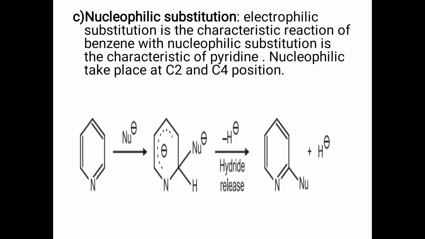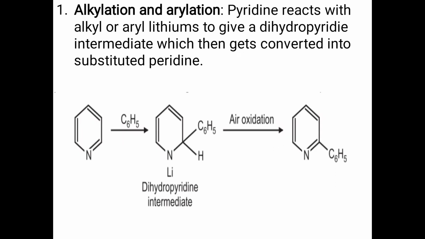Electrophilic substitution is a characteristic reaction of benzene, while nucleophilic substitution is characteristic of pyridine. Nucleophilic substitution takes place at the C2 and C4 positions, as you can see in the reaction. Then there is alkylation and arylation under nucleophilic substitution. Pyridine reacts with alkyl or aryl lithiums to give a dihydropyridine intermediate, which then gets converted into substituted pyridine. This is the reaction where you can see the alkyl group attaching to the pyridine ring.